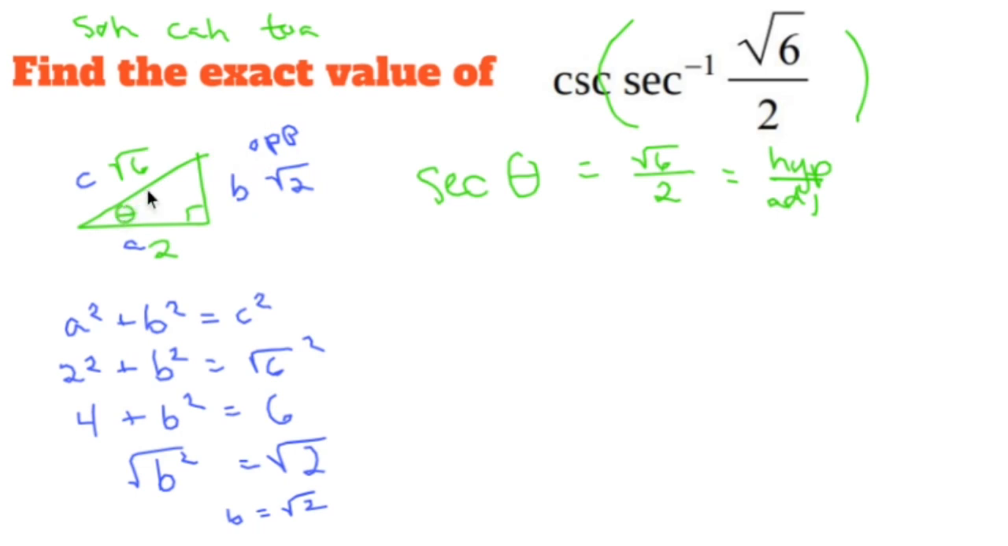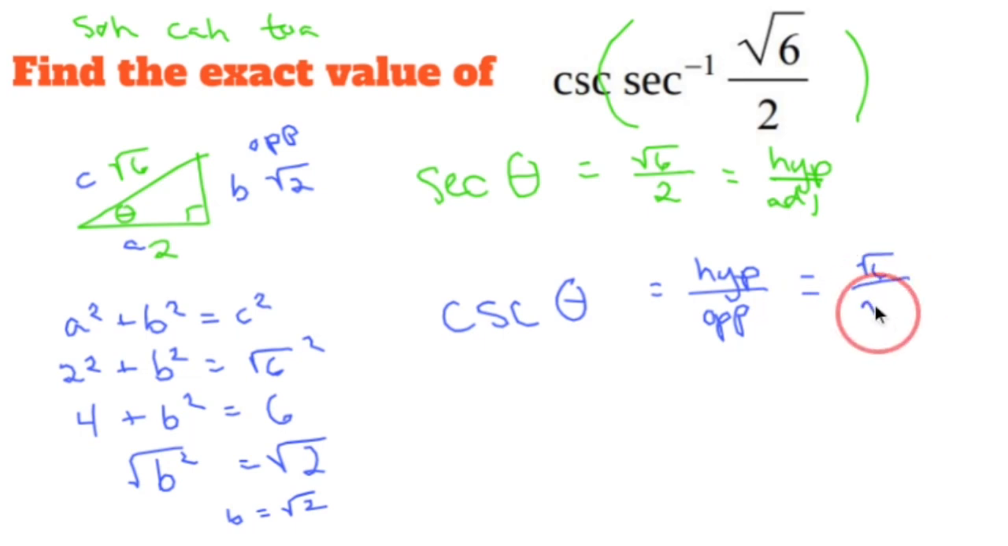Now, based on this triangle, I know what this side is. So cosecant of theta is going to equal the hypotenuse over the opposite side, which is root 6 over root 2. Before you start thinking, why don't I just multiply the top and the bottom? No, don't do that. Let's do this instead. Root 6 over regular 2 just gives me root 3.